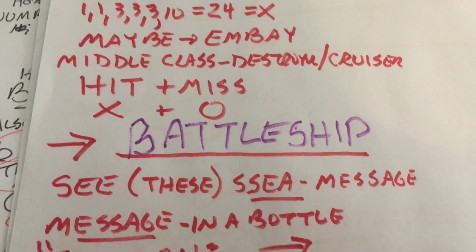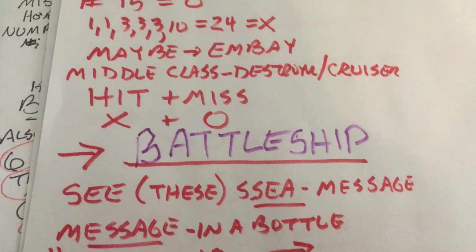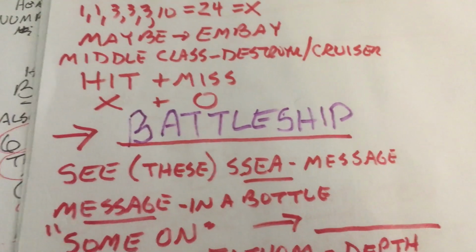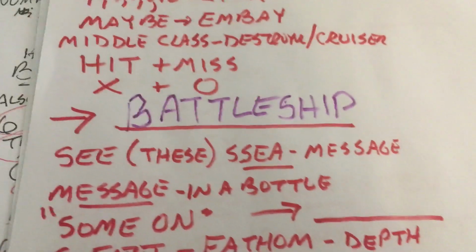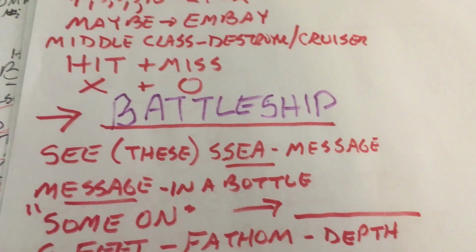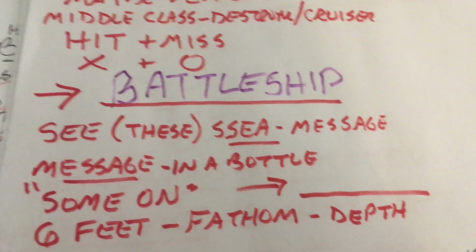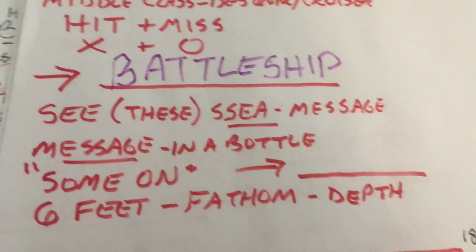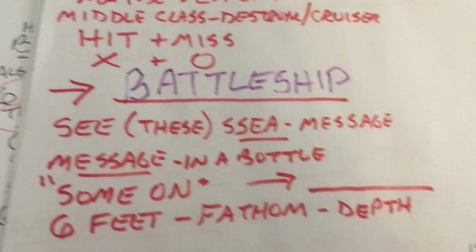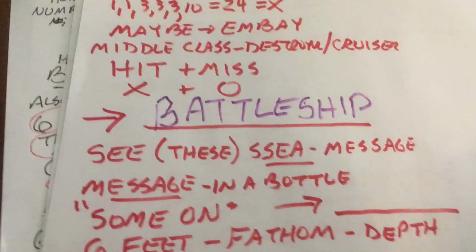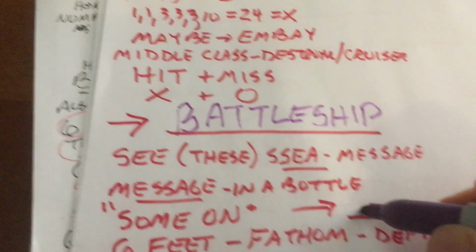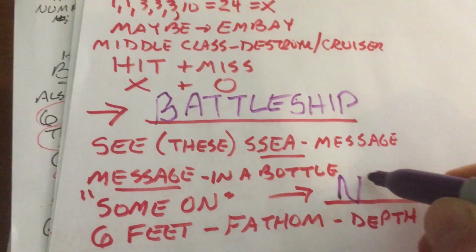You have the word message, as in message in a bottle. And you have the word some on. We used that for the word one already. The chair has 6 feet. 6 feet is a fathom. It's a measure of depth. And so we come up to this point. Some on.